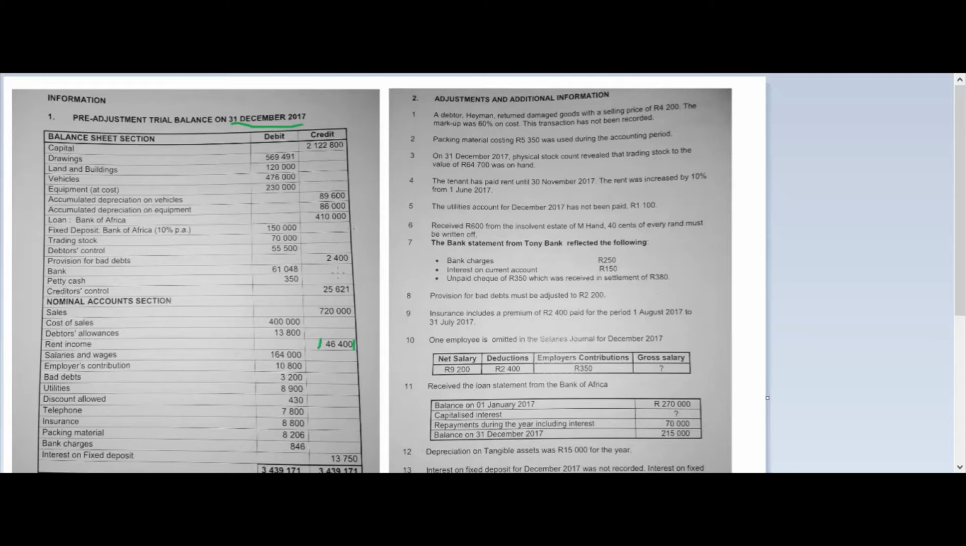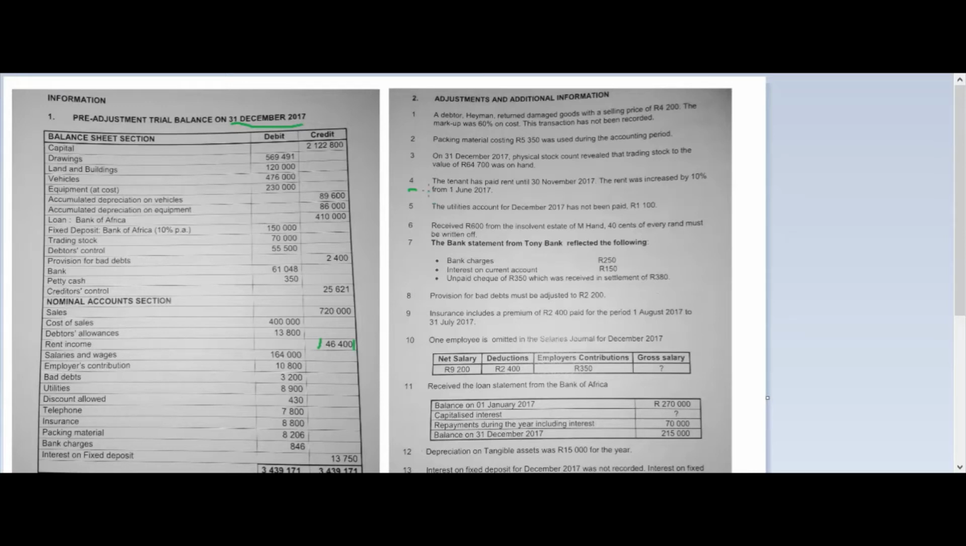Right, let's go to the second information. On the second information, I'm given adjustments and additional information. Going to number 4 under information 2, I'm given the information that the tenant has paid rent until 30 November 2017. The rent was increased by 10% from 1 June 2017. So right now I'm given a pre-adjustment trial balance of the rent income, but I'm not given any monthly payments of that rent income.